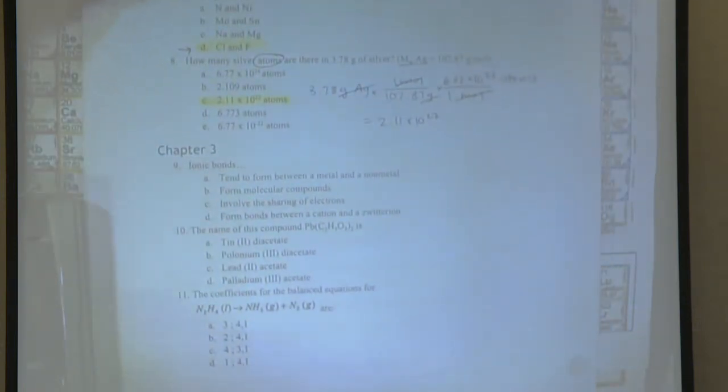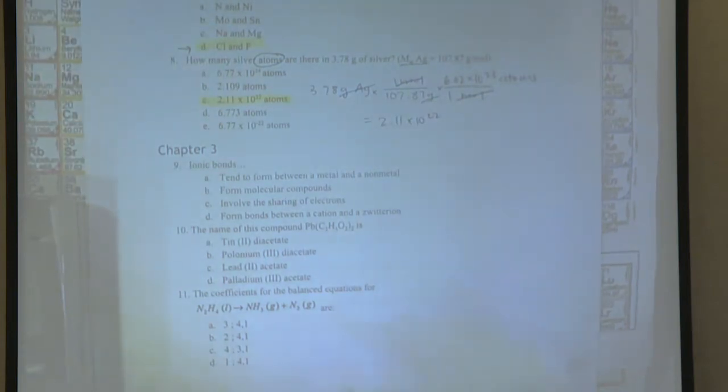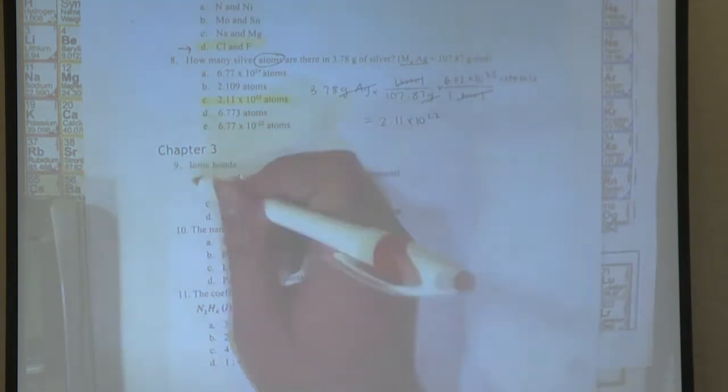Okay. This is also just another conceptual question. So they're asking you to tell them what you think that ionic bonds can do. Ionic bonds tend to form between a metal and a nonmetal, or ionic bonds tend to form molecular compounds, or ionic bonds involve a sharing of electrons, or ionic bonds form bonds between a cation and a zwitter ion. So the only one that seems to make any sense here is A, right?